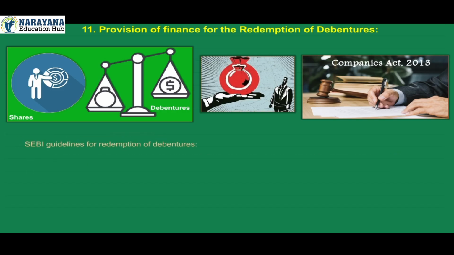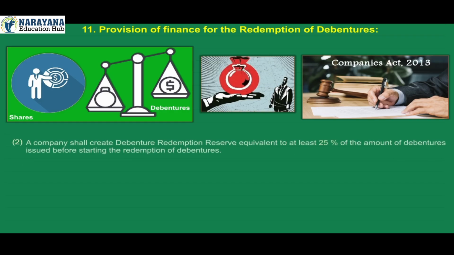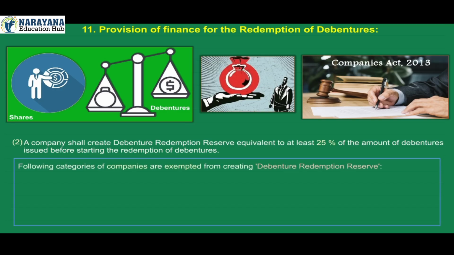SEBI guidelines for redemption of debentures. 1. The creation of debenture redemption reserve is obligatory only for non-convertible debentures and the non-convertible portion of partly convertible debentures. 2. A company shall create a debenture redemption reserve equivalent to at least 25% of the amount of debentures issued before starting the redemption of debentures.